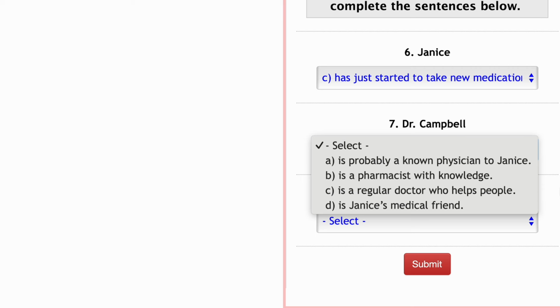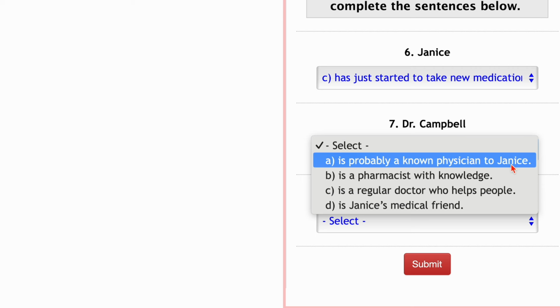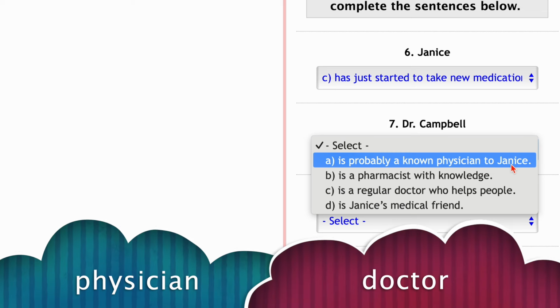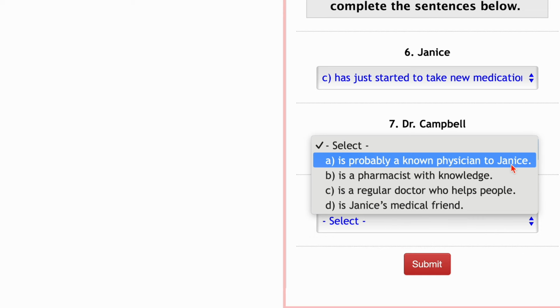So, is a regular doctor who helps people or is probably a knowing physician to Janice? So the answer is A. Now, physician is the same as doctor. A physician, doctor. So Janice probably goes to this doctor, okay, and that's her regular physician. So not just a regular person who helps people, okay.